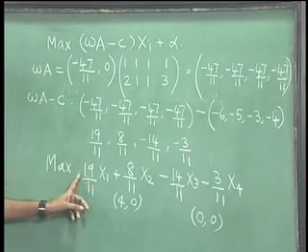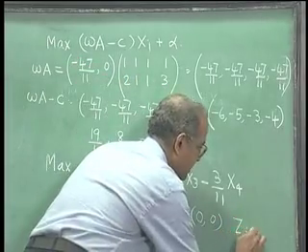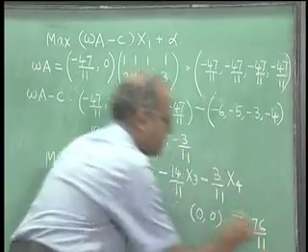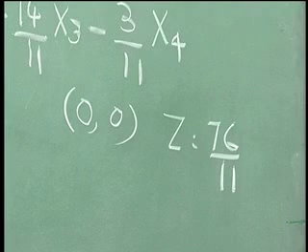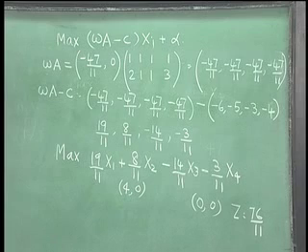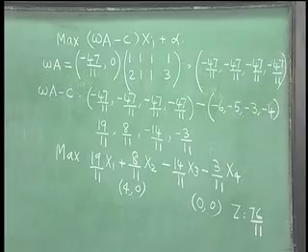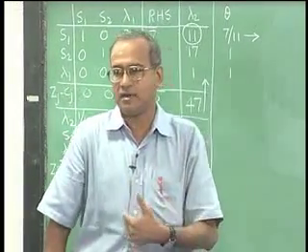So, this has 76 by 11, this is 0. So, with z equal to 76 by 11 we enter. So, the point 4 0 0 0 enters the basis with z equal to 76 by 11. So, what we do now is we enter this point 4 0 0 0 into the basis, but before we enter that we have to find out p bar j, and then we need to enter.